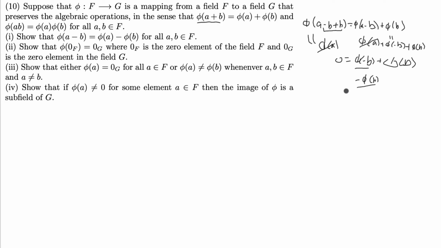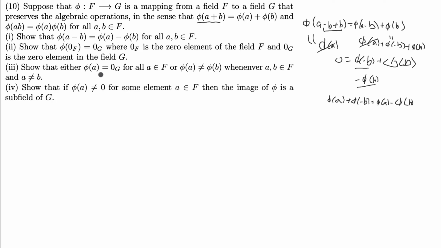And we can apply that here in the sense that phi of a minus b is the same as phi of a plus the additive inverse of b, or phi of a plus minus b. And we can split that according to our rule. So the left-hand side is equal to phi of a plus phi of minus b. And then we've proven that phi of minus b is minus phi of b. So we get phi of a minus phi of b, and we're done. We proved what we wanted.